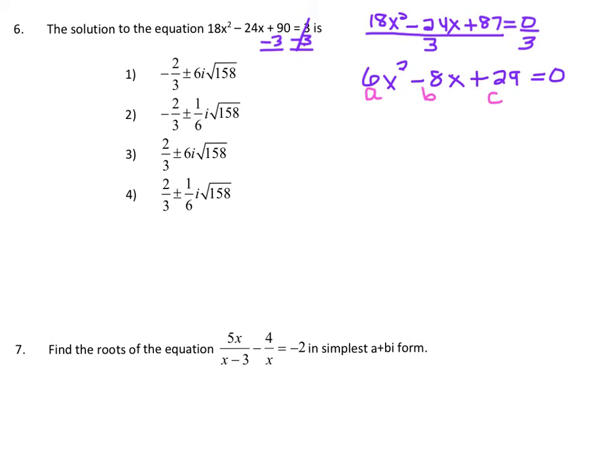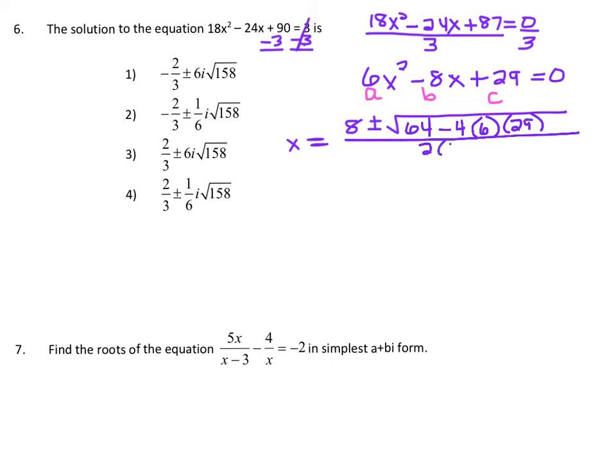All right, so x equals, let's plug it right into the formula. x equals negative b, so negative 8 would be positive 8, plus and minus the square root of b squared. So if you take this b and square it, negative 8 squared, negative 8 times negative 8 is 64. Or you could write out negative 8 in parentheses squared, minus 4 times a, which is 6, times c, which is 29. And we're going to put this whole thing over 2 times a. So 2 times 6.